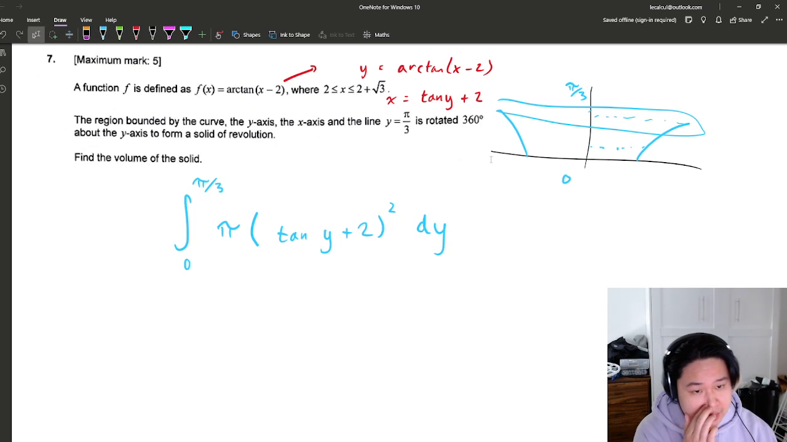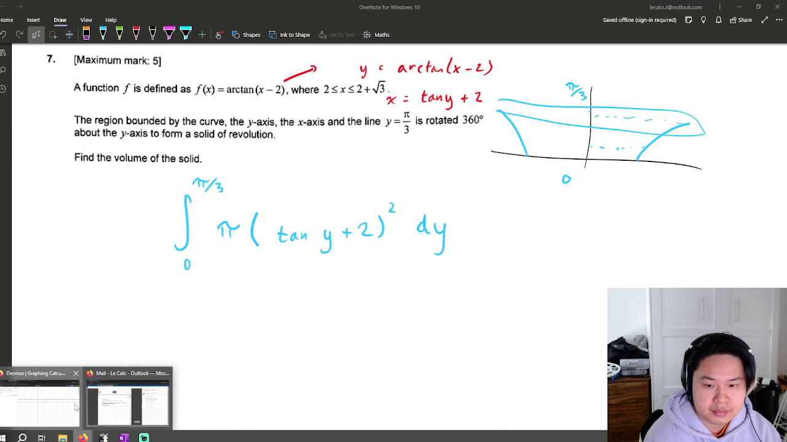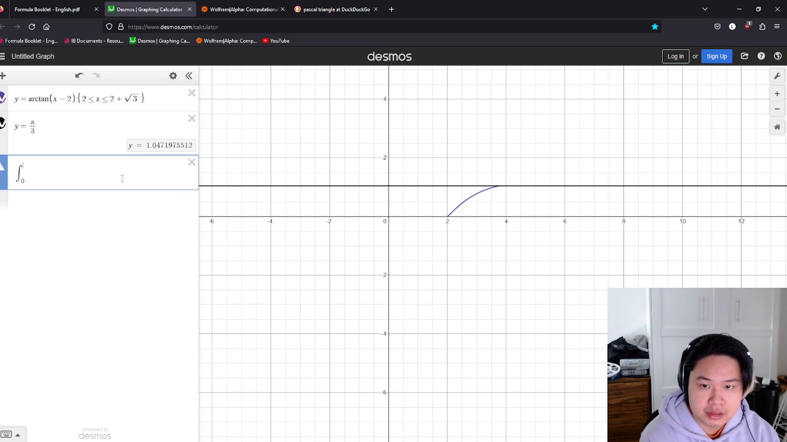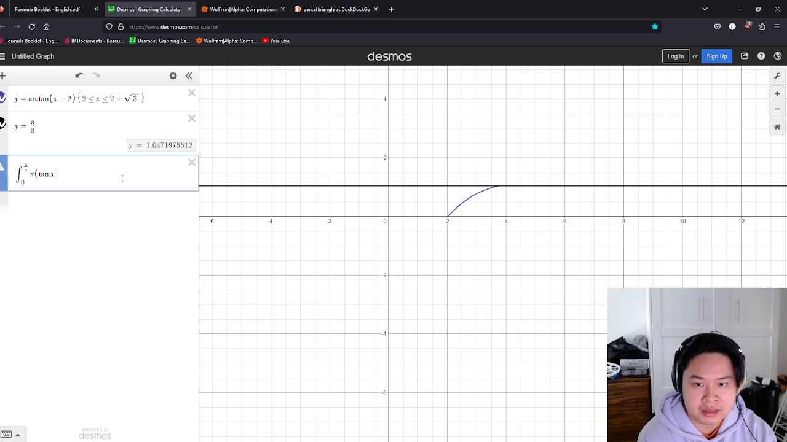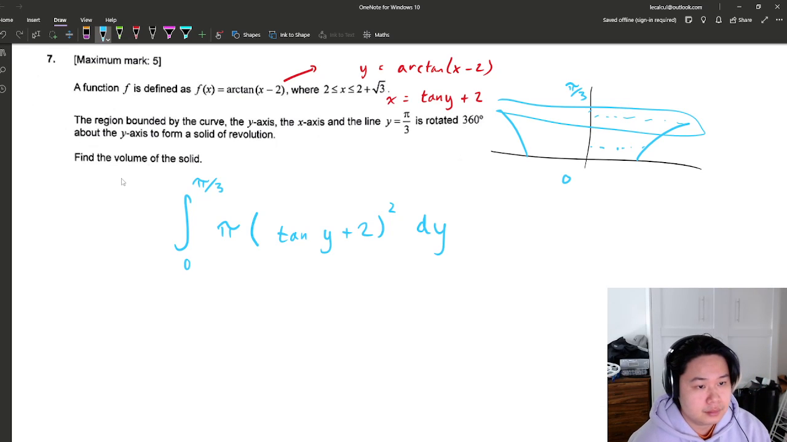Okay, and then this you can just put into your graphing calculator because it's a definite integral. So again, I'm just going to use Desmos. So 0 to pi over 3, and then it was pi, and then tan, and I'm using x as my variable just because it's Desmos, plus 2 to the power of 2 dx. Okay, 24.